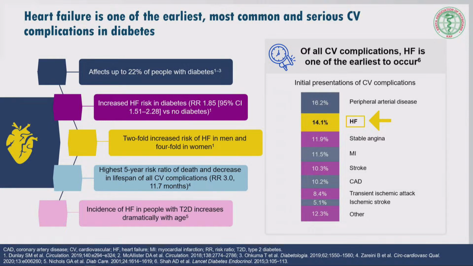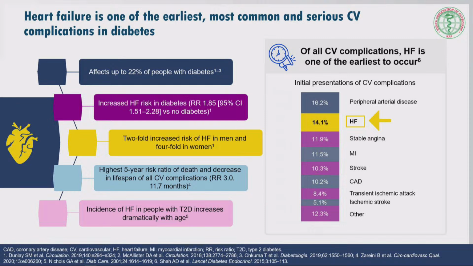Perhaps, because you can see on the right here, of all the CV complications, heart failure is presenting in most of our type 2 diabetes patients, up to 14%. What we're saying is it's affecting up to 22% of the people with diabetes, and there's an increased risk specifically for your diabetic patients. Prof said that if you have diabetes, you're already having stage A heart failure, right? On top of that, there's a twofold increased risk of heart failure in men, and in women, it's even worse, up to fourfold.